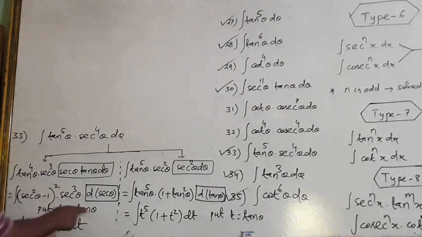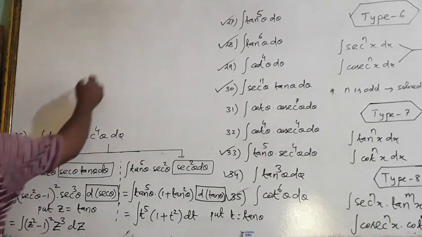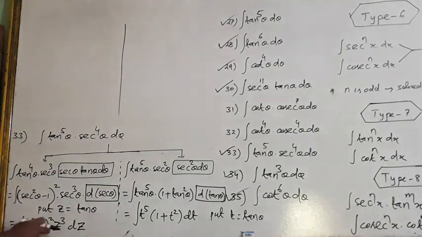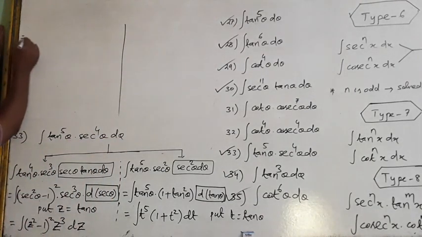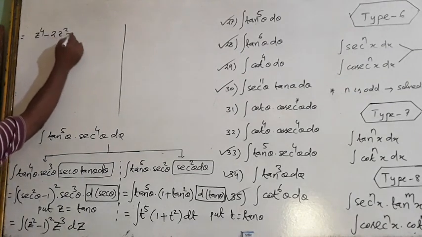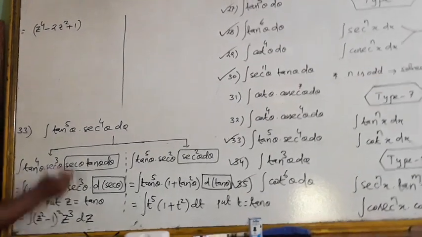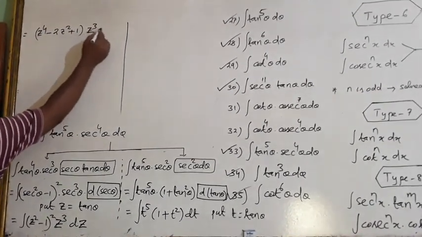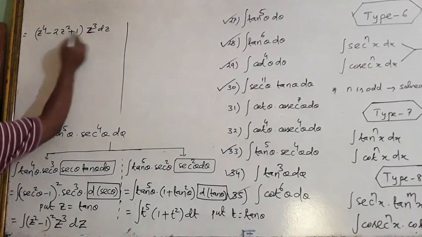So put z is equal to sec theta, whatever I am taking here. Suppose z, and z is equal to sec theta. It becomes z square minus 1 whole square, z cube into dz. Okay. Now look at what happens on the next line. Now you have to open it. Z square minus 1 whole square is z to the 4 minus 2z square plus 1, into z cube dz.